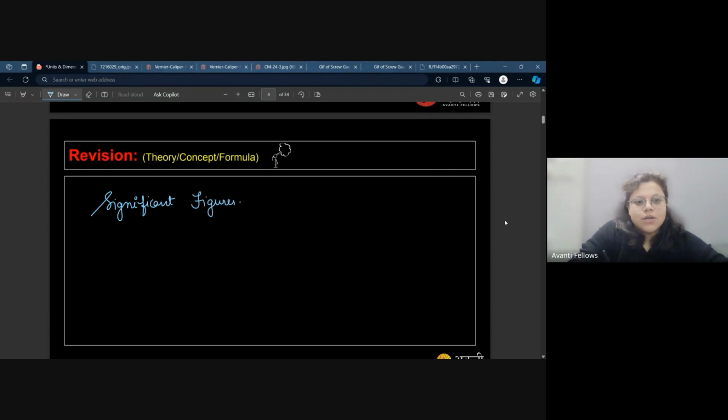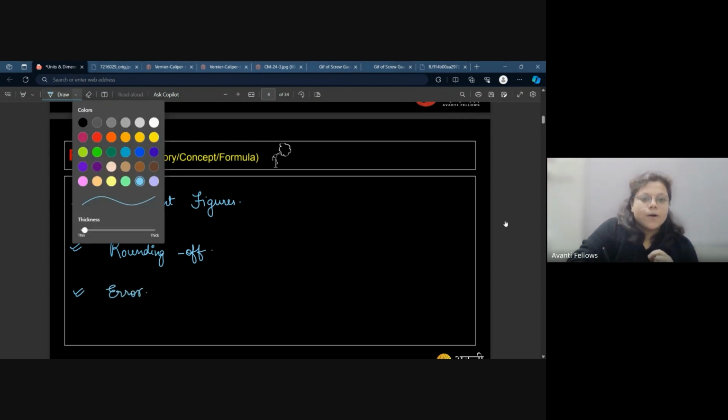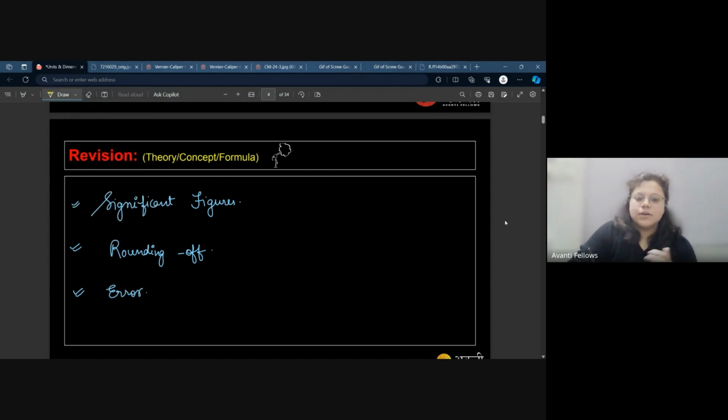Very nice. So in the entire class, we studied significant figures, how to calculate the number of significant figures in the given data. The second thing which we studied is rounding off, a very simple discussion. Then the third one, which is very important, is error. We have studied the types of error.